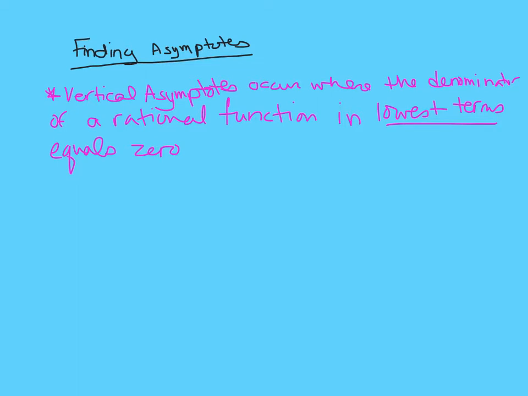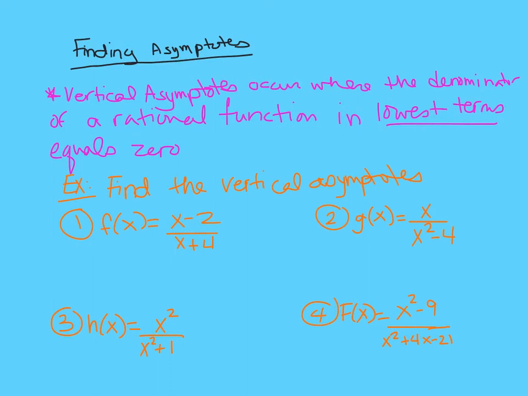So let's do a few examples. You're welcome to try these and pause it based on my definition above. For number 1, we are going to set our denominator equal to 0. We get x plus 4 equals 0. That gives us x equals negative 4. That's our vertical asymptote. That's all you need to do for that one.